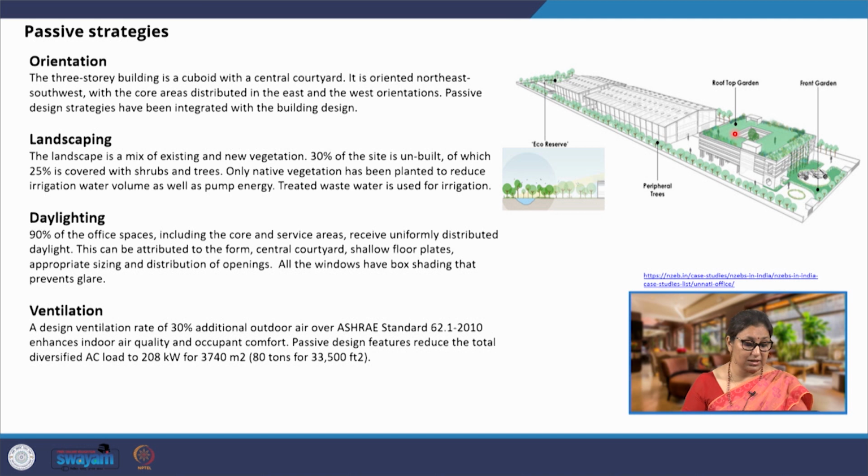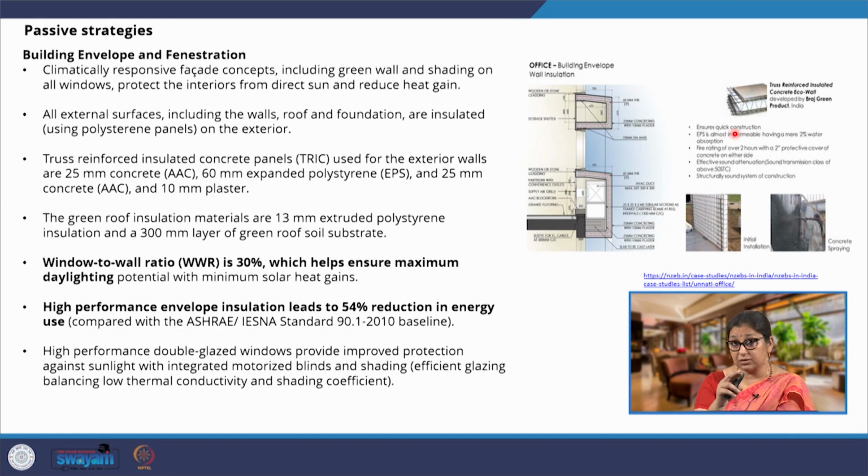Another passive strategy that they have used is ventilation, increasing the ventilation rate over and above what ASHRAE standard 62.1 has prescribed. So, now this particular point will result in slightly higher energy consumption than the conventional, because we are increasing the ventilation rate over and above the standards, but it will result in better indoor air quality and better occupant comfort. So, not compromising on the occupant comfort is what they have prioritized. However, it will result in slightly increased energy consumption.